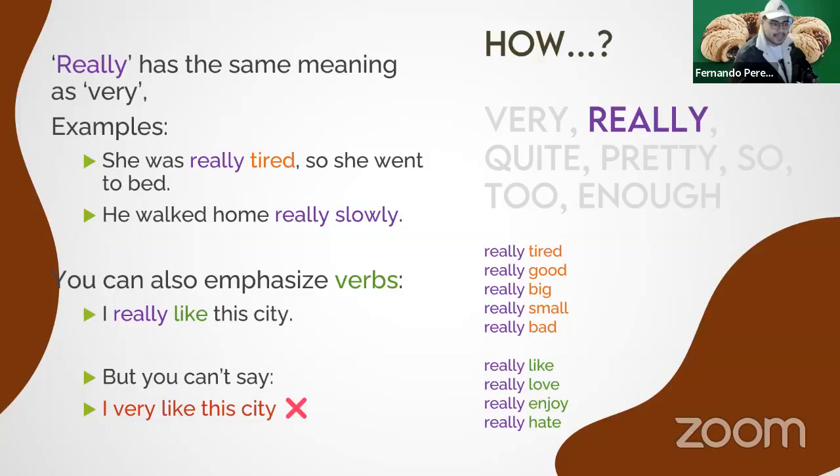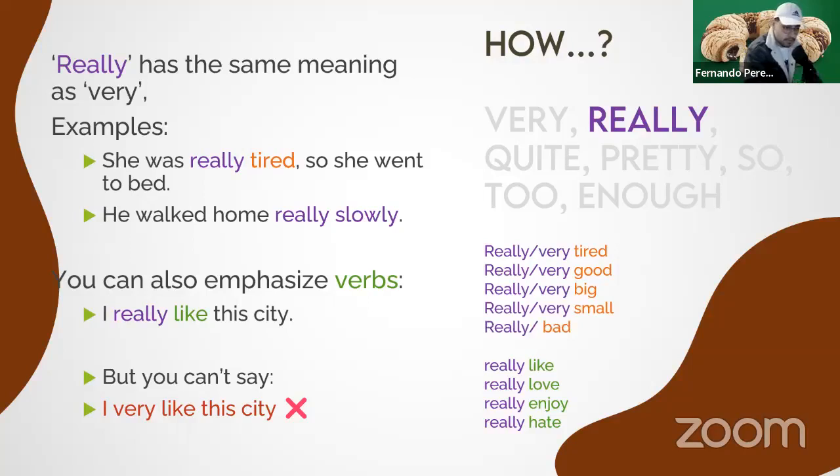So when you are describing with an adjective, color orange, you can substitute really, and you can say really tired or very tired. Really good or very good. Really big or very big. Really small or very small. Really bad or very bad. That's the emphasis, really.